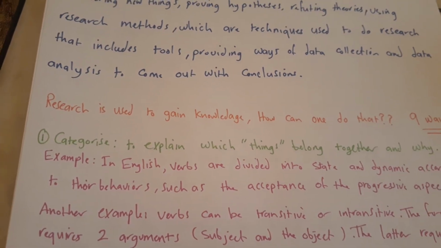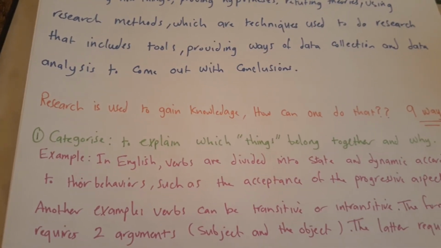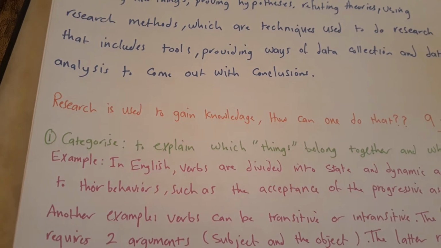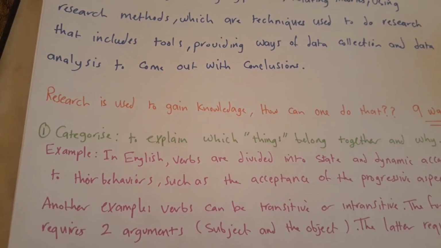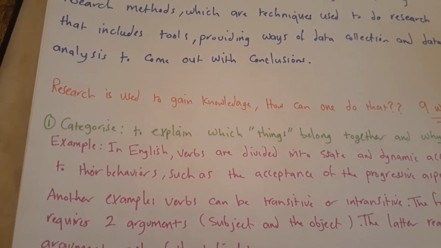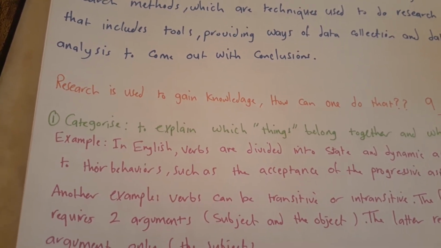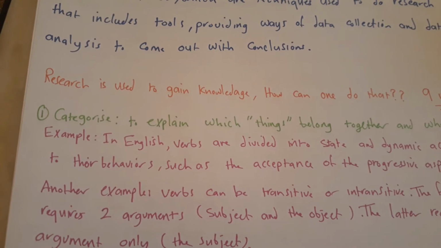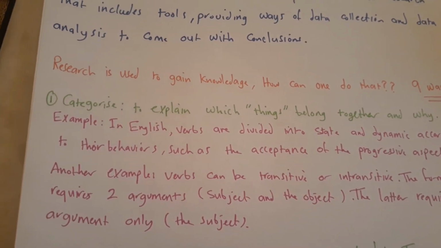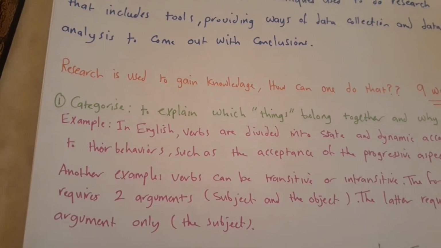We can do that through 9 ways or 8 ways, and we do that to gain knowledge. So the first way is to categorize. In simple words, categorize means to put things into groups. So you explain which things belong to each other. And we can do that by looking for some similarities or some differences.